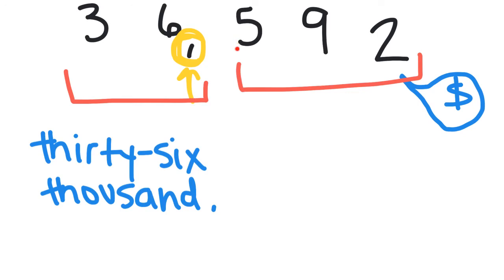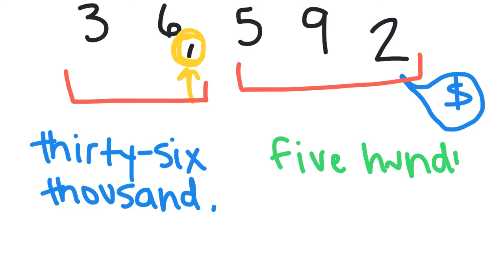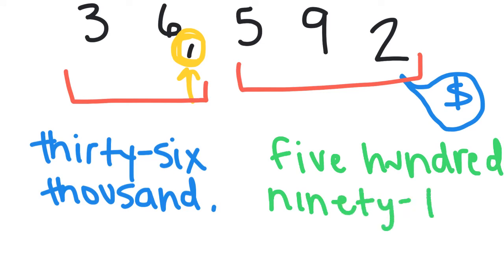After the comma, I see 592. So I would write 500, and you have to write out everything you're saying, no numbers. 592. So if I were to say this whole number in word form, I would say 36,592. Let's try one more word form example.